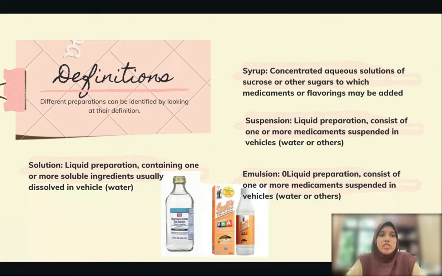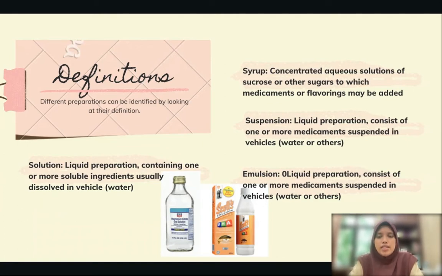So basically, based on the definition of the dosage form, we can identify the character of each dosage form. As an example, if we say solution, from the definition, we would know that the liquid preparation will contain one or more soluble ingredients dissolved in the vehicle. So from here, we will understand that solution will have a fully solubilized ingredient in the carrier.